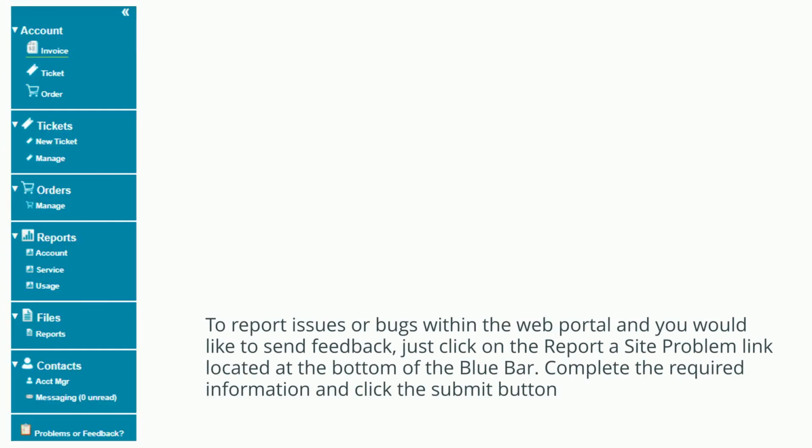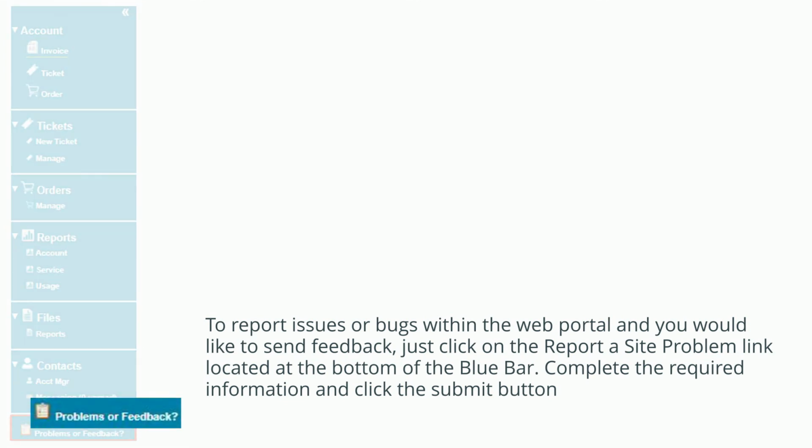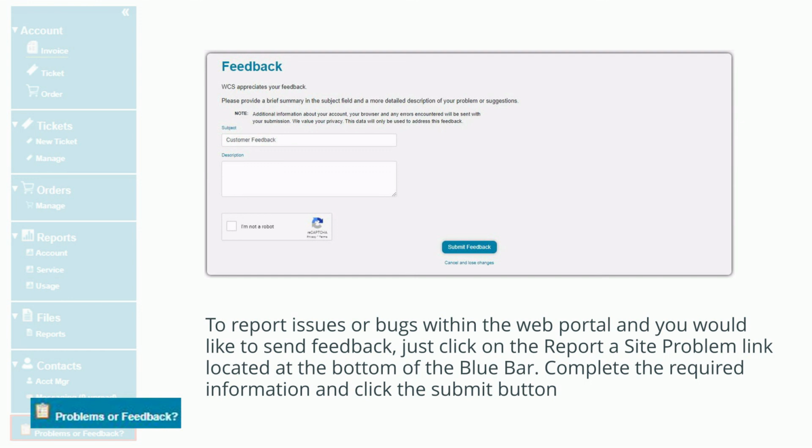To report issues or bugs within the web portal and you would like to send feedback, just click on the Report a Site Problem link located at the bottom of the blue bar. Complete the required information and click the Submit button.